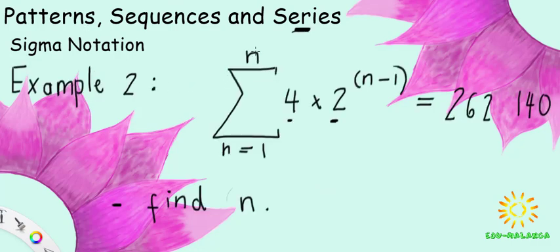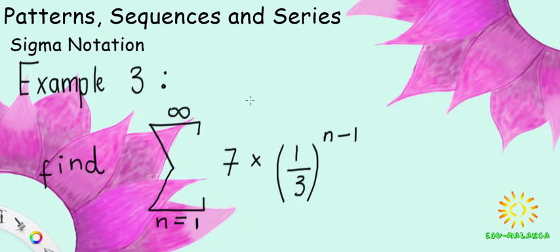We have solved for n for this series when the sum of the terms is equal to 262,140. Let's move on now to example number 3. In example 3, we're asked to find the sum from the first term to infinity of this series over here. Again, we know we're looking at a geometric series, and we know as well that the geometric series that we're looking at converges because we're asked to sum it to infinity.